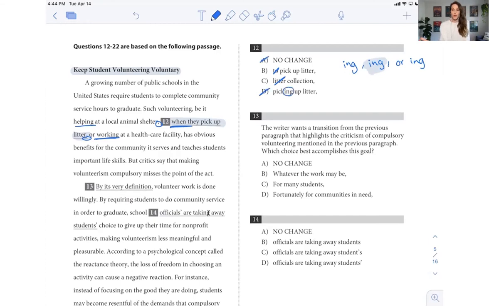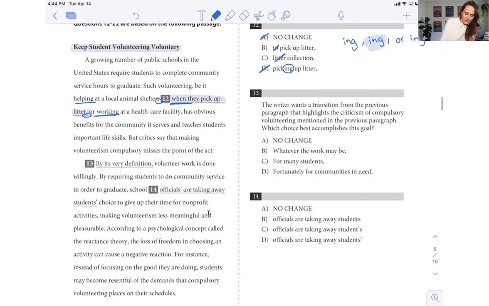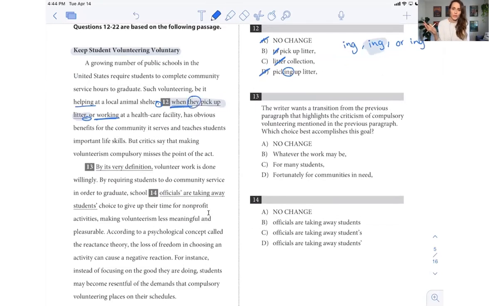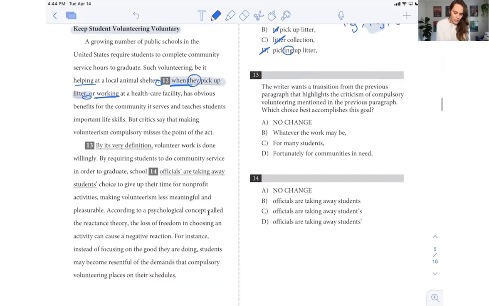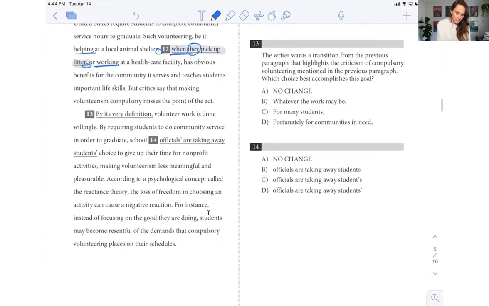The no change also has that problem where we don't have the ing. And we also have this weird pronoun smack dab in the middle for the no change, which we generally don't like. So number 13, by its very definition, volunteer work is done willingly. And they ask us, the writer wants a transition from the previous paragraph that highlights the criticism of compulsory volunteering mentioned in the previous paragraph. Which choice best accomplishes this goal? So by its very definition, volunteer work is done willingly.